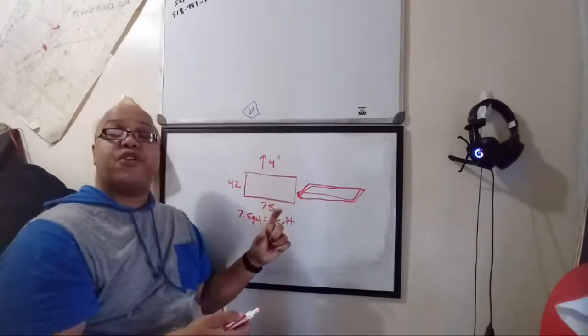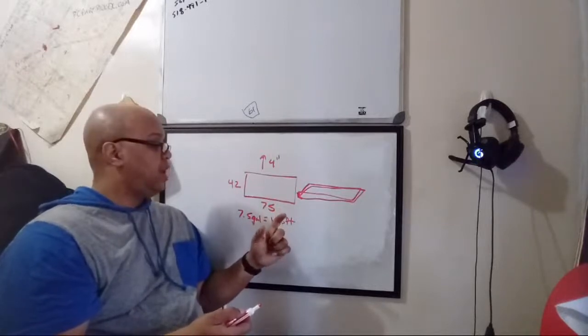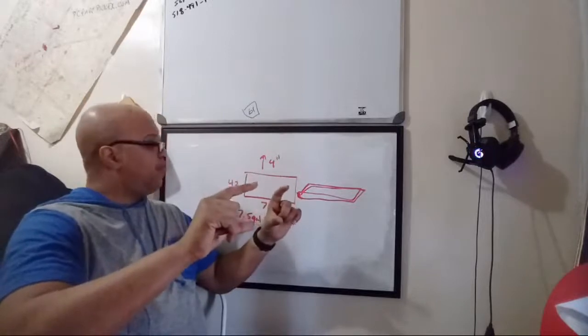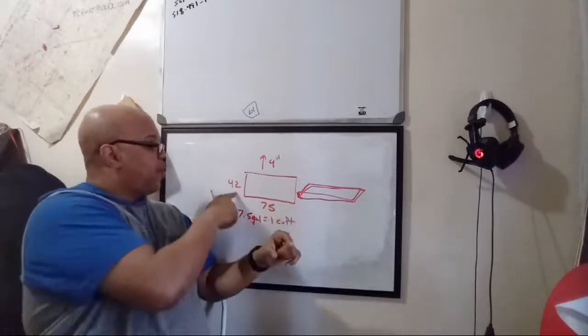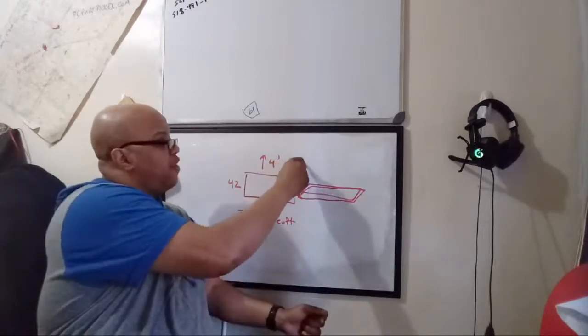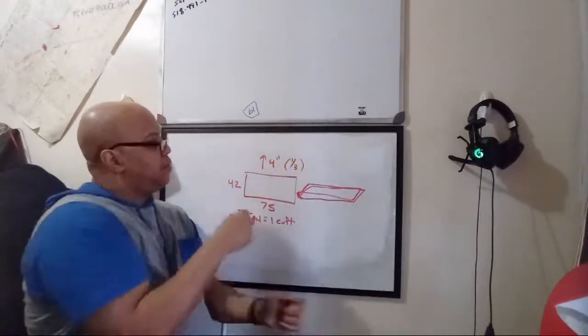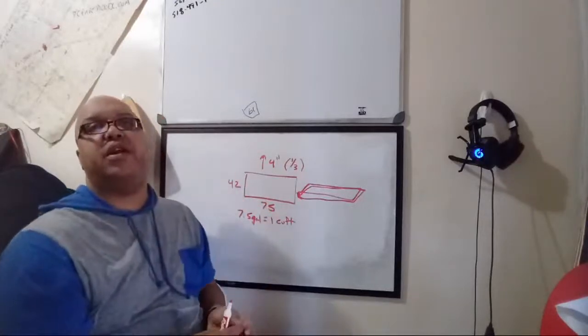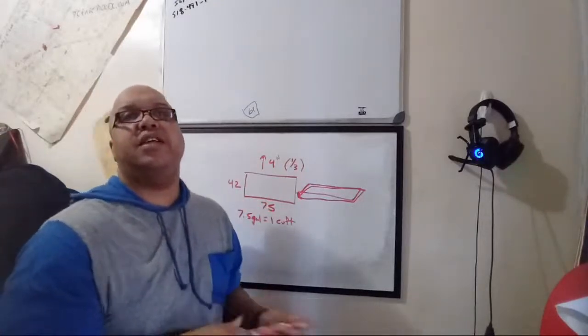It's 1/3 of a foot. All right, so we have to think about that volume. If we raise that water level 4 inches, it's going to be 42 by 75 by 4 inches, but 4 inches is 1/3 of a foot. So 42 times 75 times 1/3. And that's the basic math of it.